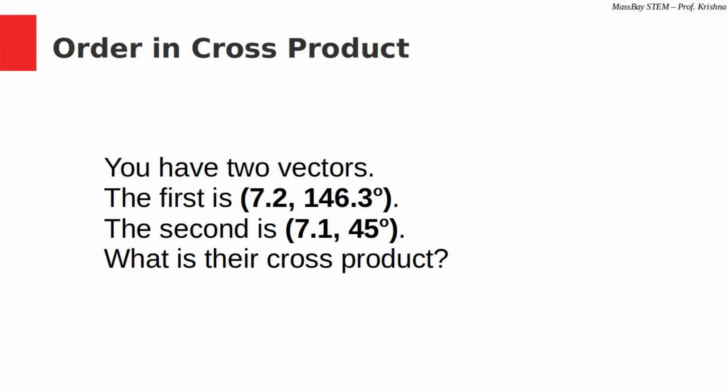Now, let's repeat that last example, but with one subtle change. The vectors will be in the opposite order. Let's see what effect this has. You have two vectors. The first is 7.2 oriented at 146.3 degrees. The second is 7.1 oriented at 45 degrees. What is their cross product?